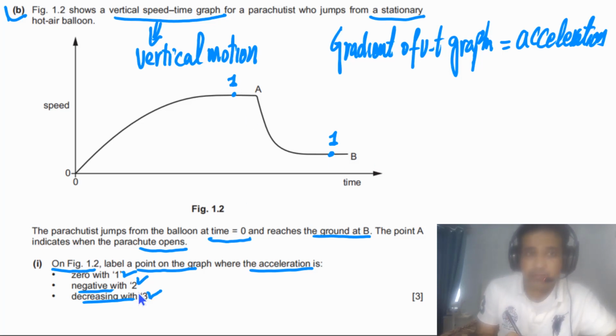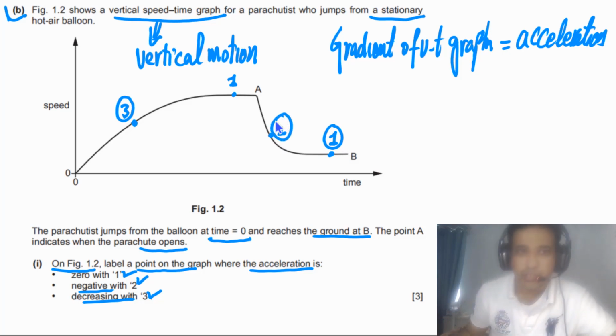Negative acceleration means where the gradient is negative. If you look at this part, the gradient is negative, so we can mark 2 here. So this is negative acceleration. Decreasing gradient means the acceleration is decreasing, so we can mark anywhere here. So this is the third point, you can mark this as 1, and this one you can mark as 2. So this is how you can mark.